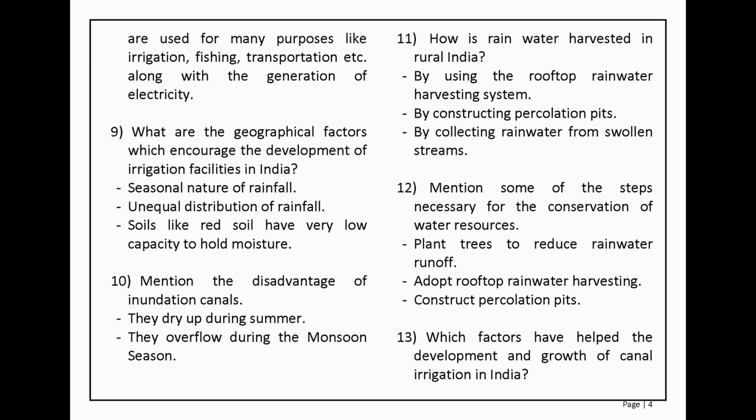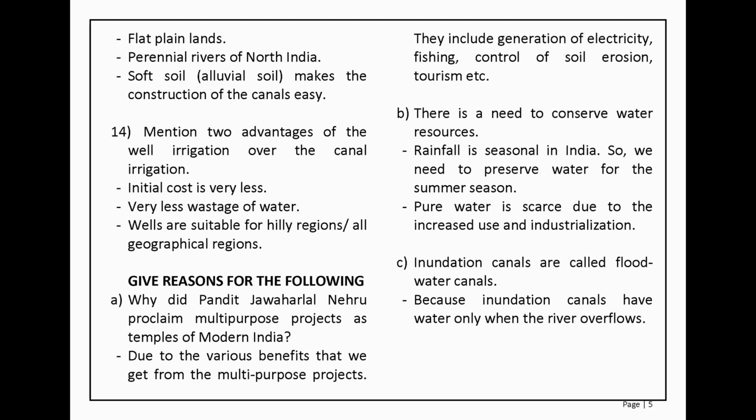Which factors have helped the development and growth of canal irrigation in India? Flat plain lands. Perennial rivers of North India. Soft soil, alluvial soil, makes the construction of the canals easy. Mention 2 advantages of the well irrigation over the canal irrigation. Initial cost is very less. Very less wastage of water. Wells are suitable for hilly regions and all geographical regions.